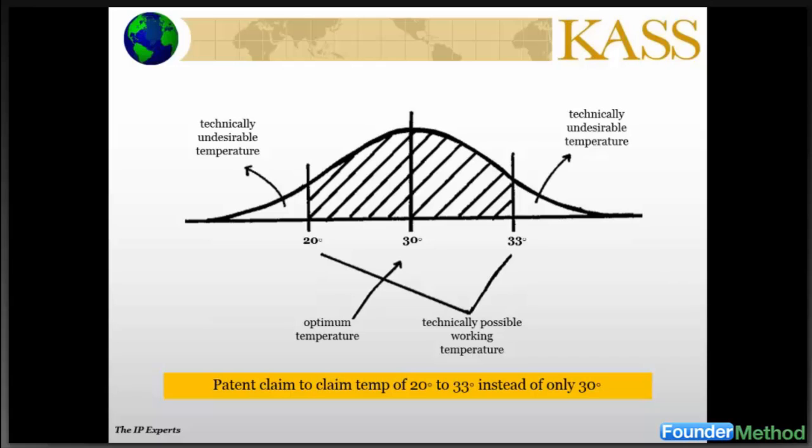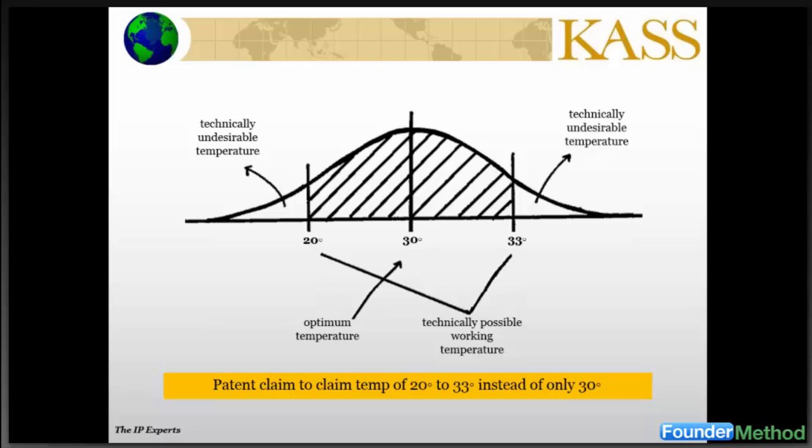But you know that even if you change the temperature from 20 to 33 degrees centigrade, you can still operate the chemical process. Beyond 33 and below 20, it may not be technically desirable. It may be too expensive, or the reaction is too slow, or it's not feasible. So you're not interested in those extreme temperatures. But within 20 to 33, it's still technically possible to work the process, although the optimum would be 30 degrees.